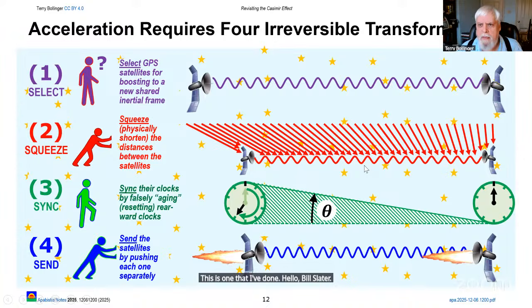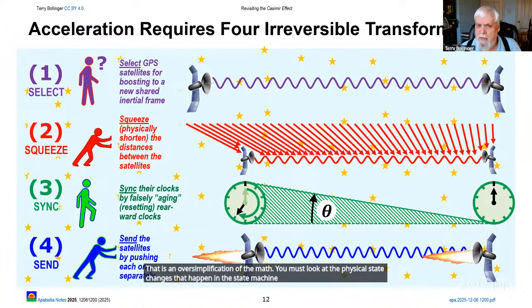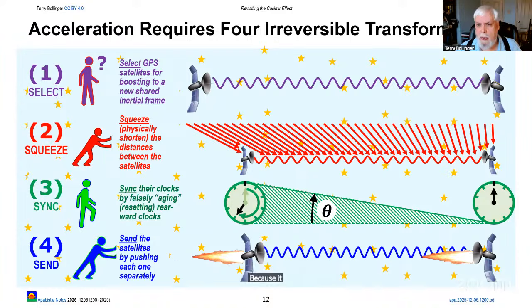This is the one that I've shown a number of times and will continue showing because it is just so important to understand this. Acceleration is not just a boost. Acceleration is not just a second derivative. That is an oversimplification of the math. You must look at the physical state changes that happen in the state machine. This is why I say state machine representation is more powerful because it tells you what you have to do.